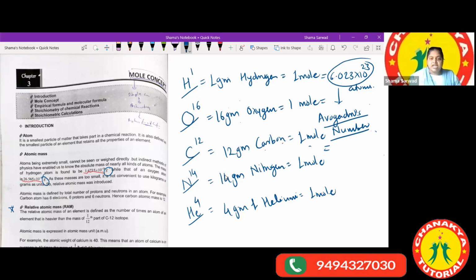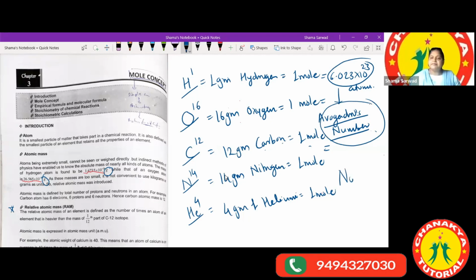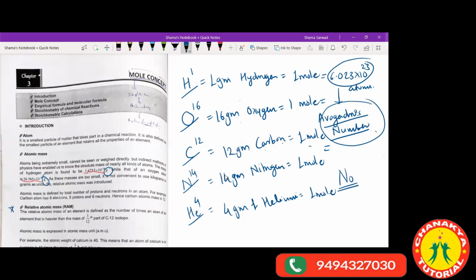If you take the atomic mass or the molecular mass of any substance in grams, that is 1 mole of that substance, and 1 mole of a substance consists of the same number of particles, that is 6.023 into 10 raised to 23, and that is called Avogadro's number. It is denoted by N0. Okay, clear?